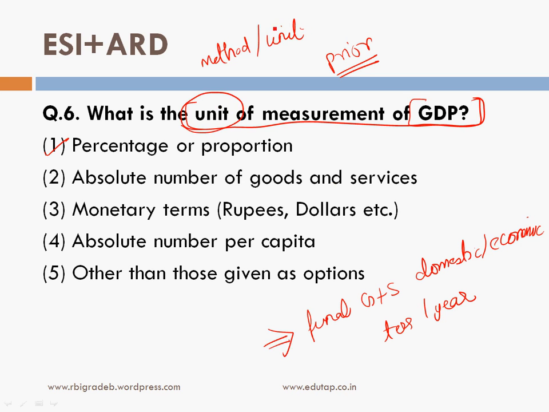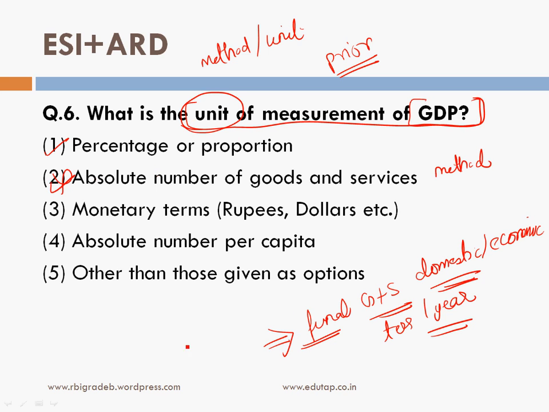Right? The method is that you have to add the final value of the final goods and services, not the intermediate goods and services, which have been produced in the geographical territory or the domestic boundaries or the economic territory of the nation under consideration in a particular year. So this option goes because it is a method, it is not the unit.